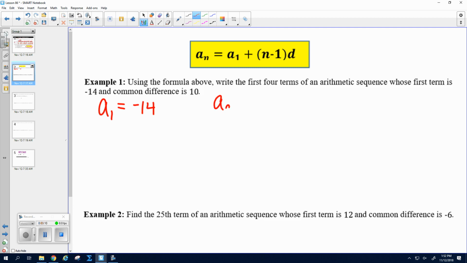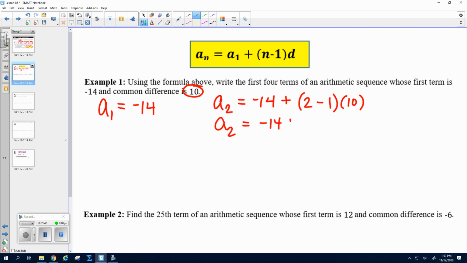So I'm going to find A2, using this formula. So a sub 2 means the second term. I'm going to substitute in a1. What should I plug in for a1? 14. Good, negative 14. Plus, n is the term number that we're finding. We are finding the second term. So I'm going to put a 2 in for n. And our common difference, it tells us, is 10. So we're going to replace the d with a 10. And we're going to simplify.